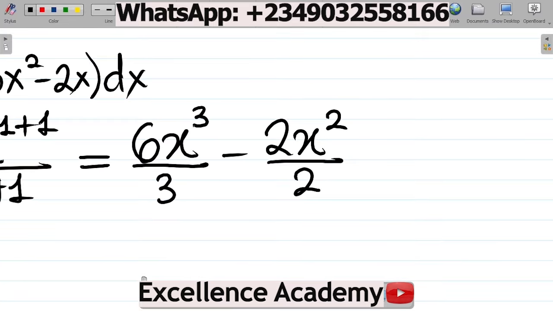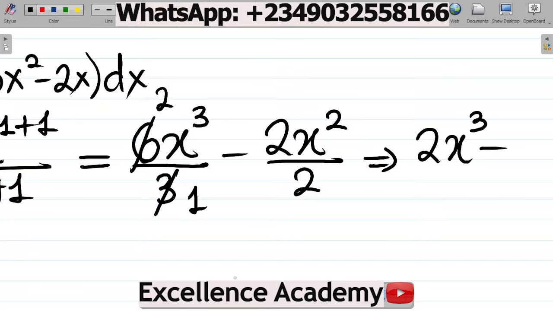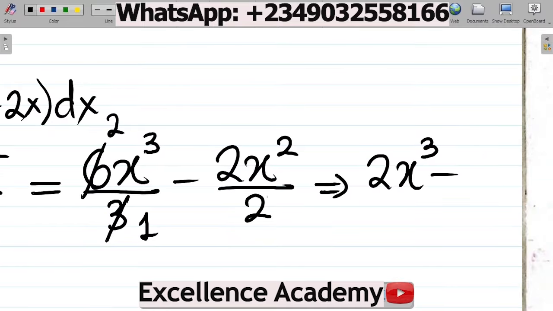Breaking this down, from here, 3 here, 1, 3 here, 2. So you have this as 2x cubed minus, from here, 2 cancels 2 is off. I'm left with x squared. So you have this. Of course, when you're dealing with definite integrals, you don't consider the plus constant. You don't have to consider that. All right. So we have this so far.